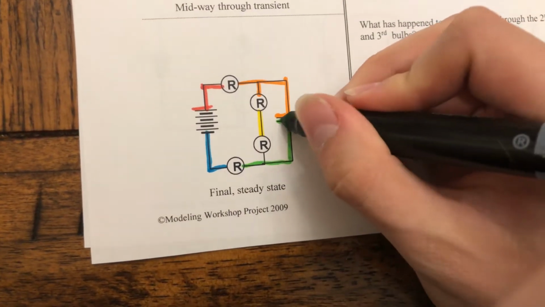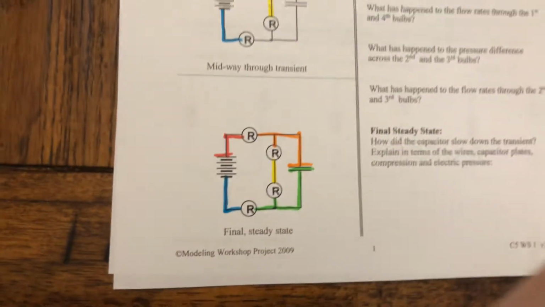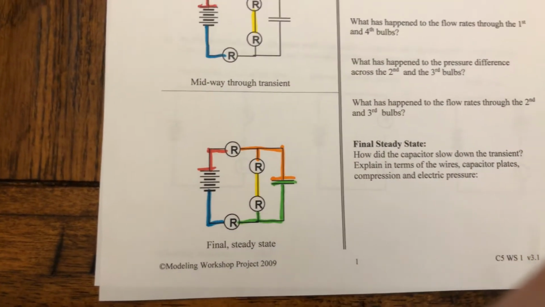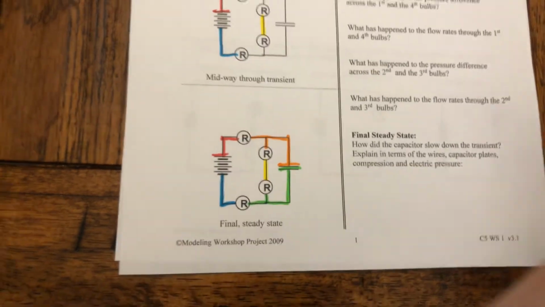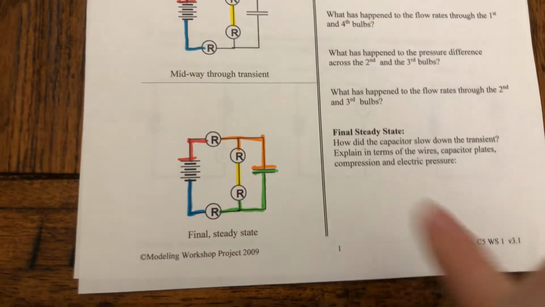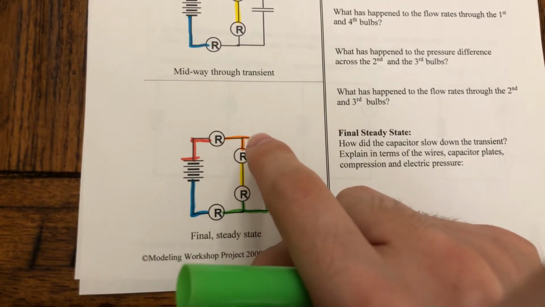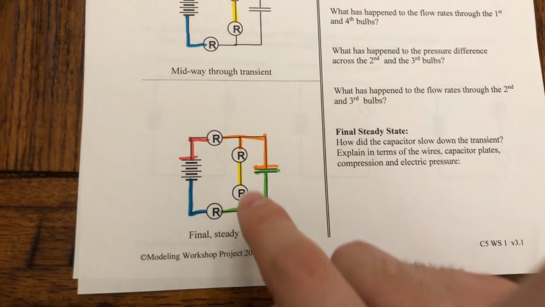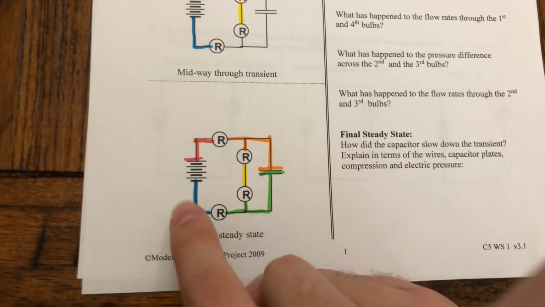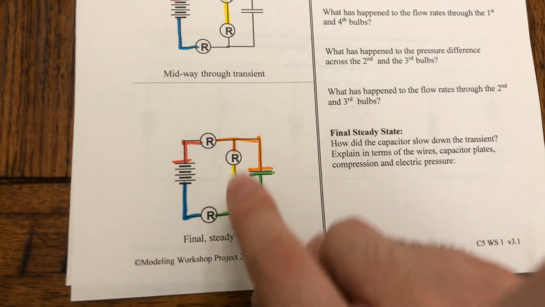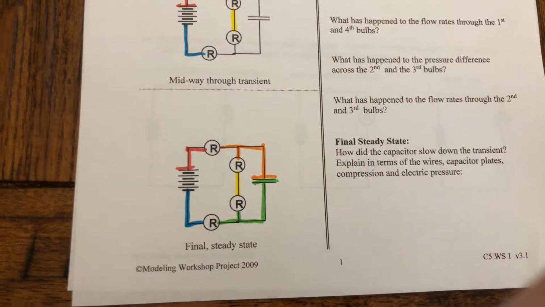Because that is what we will need for the pressure difference from wire to wire to be the same for every bulb, right? Red to orange is the same difference as orange to yellow, and yellow to green is the same difference as green to blue. So we know that that's what we're going to be working towards as our steady state.